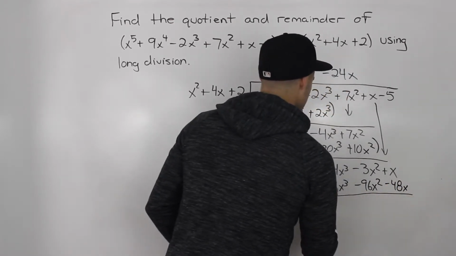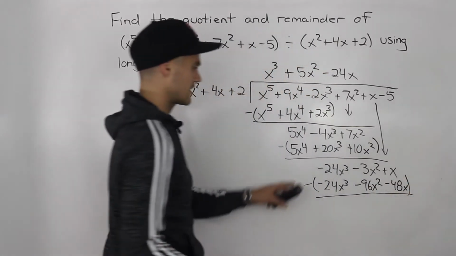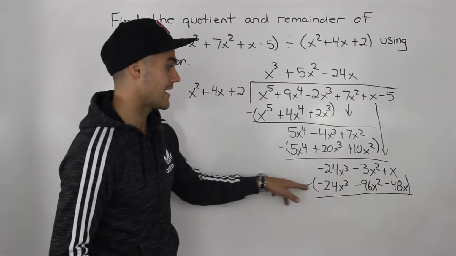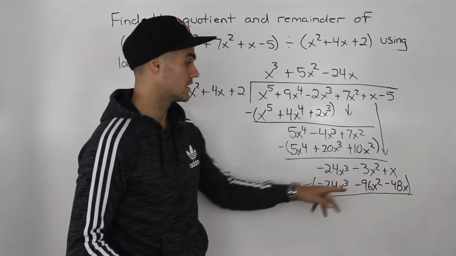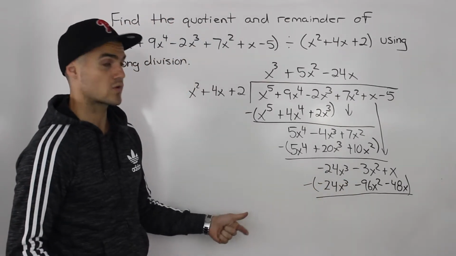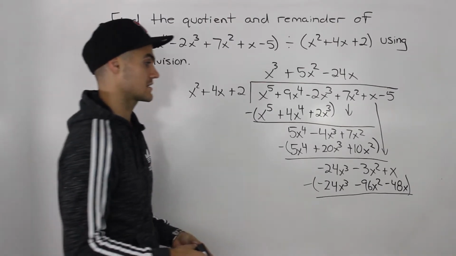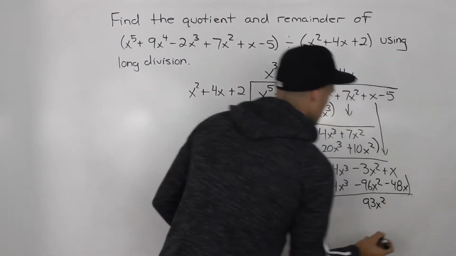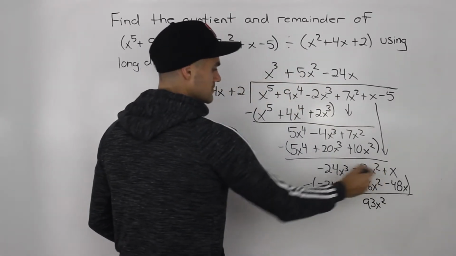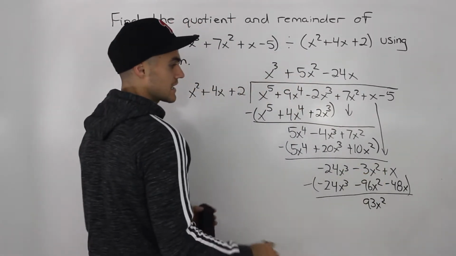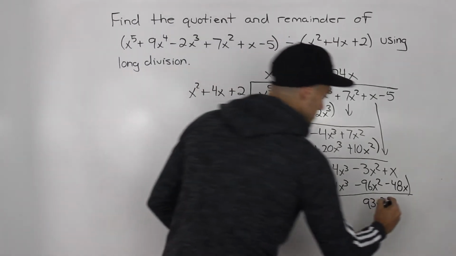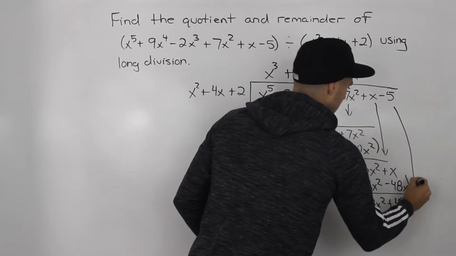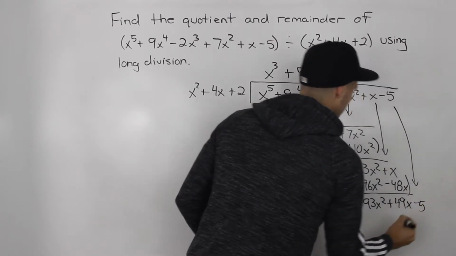Then we subtract these. So notice how the negative 24x cubes will cancel out. Negative 3x squared minus negative 96x squared is the same as negative 3x squared plus 96x squared, which would give us 93x squared. And then 1x minus negative 48x, that's the same as 1x plus 48x, which would give us 49x. And then bring down this negative 5 here.